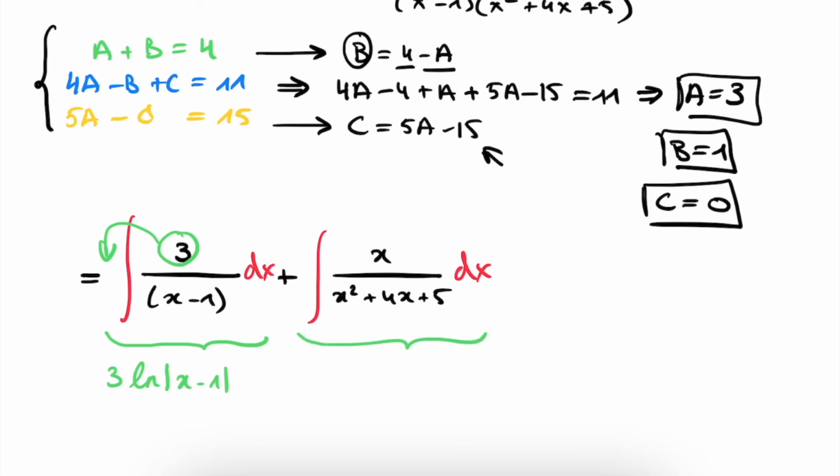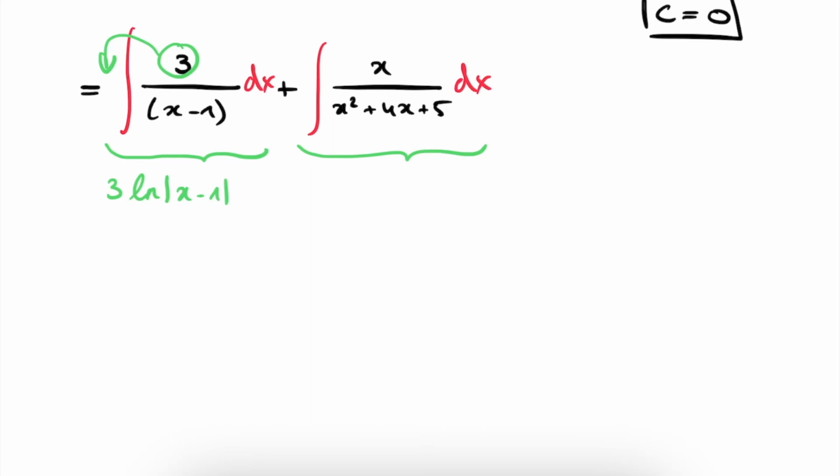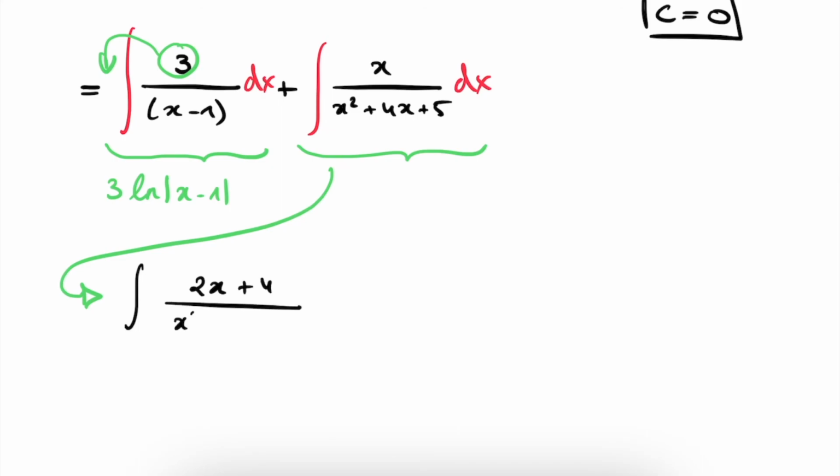Let's now look at this integral, which is a bit more complex to solve. What we will first try to do is make of the numerator the derivative of the denominator, because we know that the integral where the numerator is the derivative of the denominator is a basic integral which is simply the logarithm of the denominator. So we can do this by simply writing what we want, so 2x plus 4 divided by x squared plus 4x plus 5, since 2x plus 4 is the derivative of this denominator.